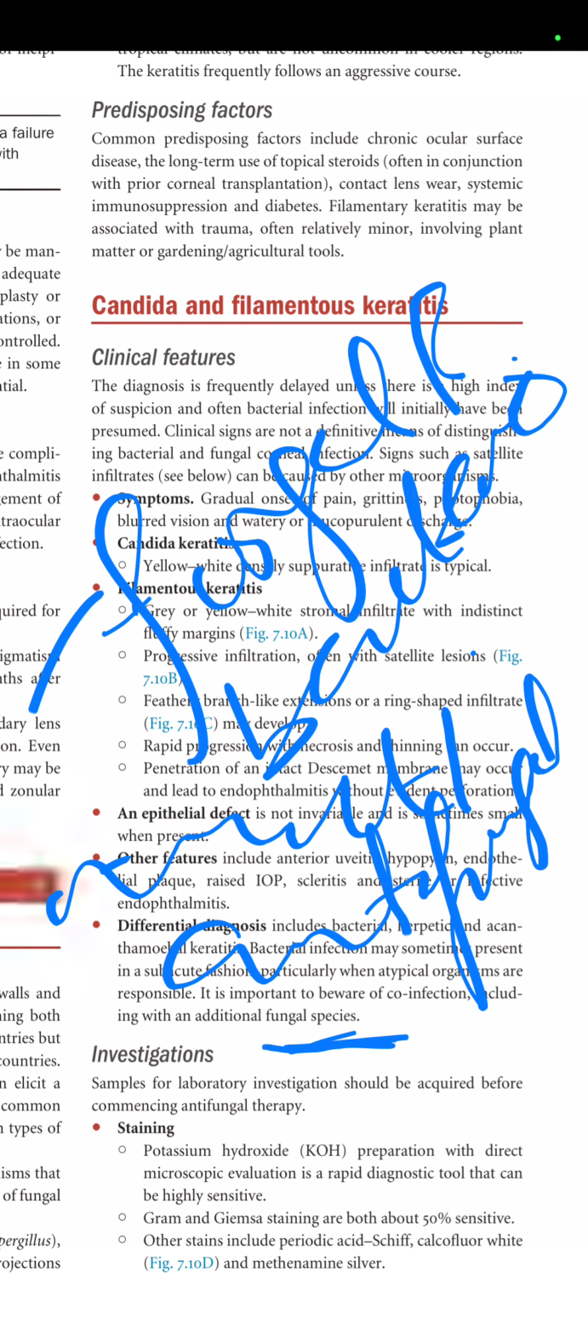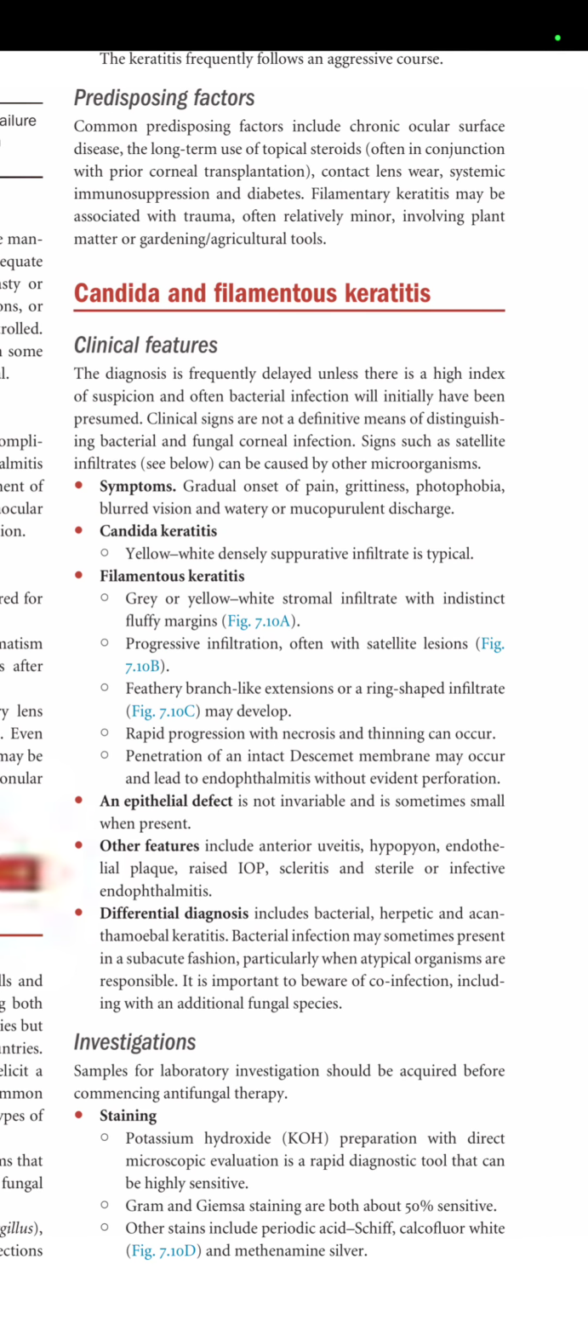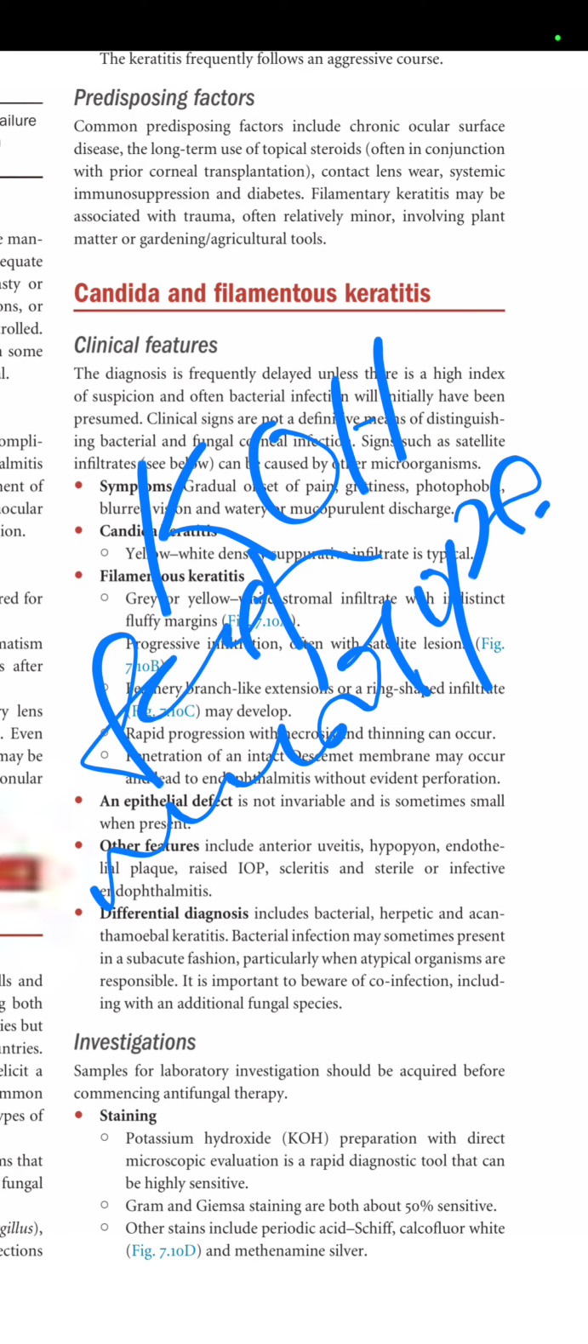First we do the staining procedure. An important stain is KOH. The potassium hydroxide KOH preparation with direct microscopic evaluation is a rapid diagnostic tool that can be highly sensitive. So what we do is we stain the scraping with KOH and then directly view it under the microscope, and it is a very fast and sensitive method. Gram and Giemsa staining are about 50% sensitive, so we can also do Gram and Giemsa staining, but they are only about 50% sensitive.